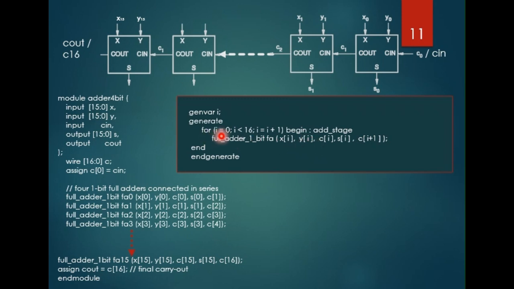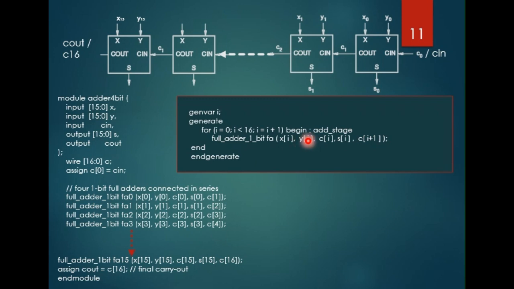So for the first iteration, the compiler will generate the LSB full adder that connects X0, Y0, C0, the carry in, and S0, the sum, and C1, which is the carry out. In the second iteration, the compiler will generate a full adder with X1, Y1 connected to the ports X and Y, and C1 to the carry in. S1 is the sum, and C2 is the carry out. So this saves a lot of effort.